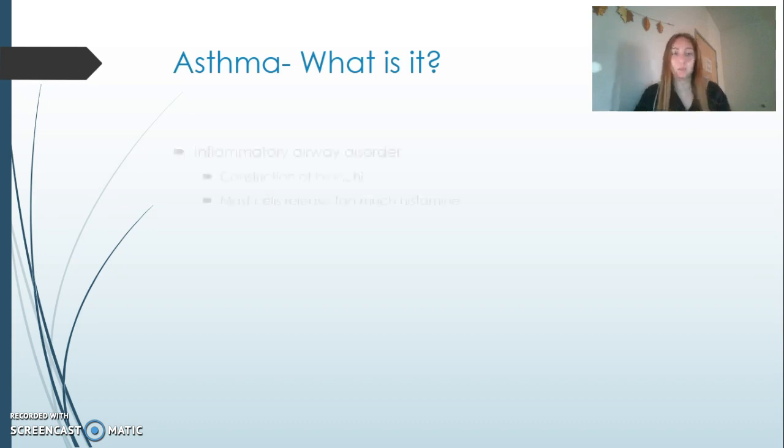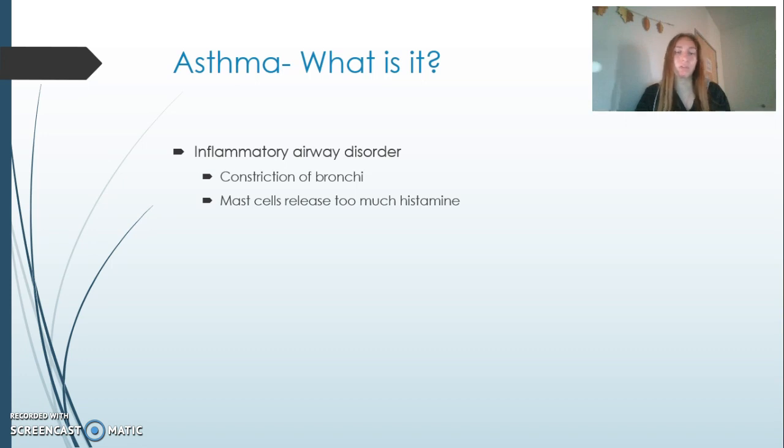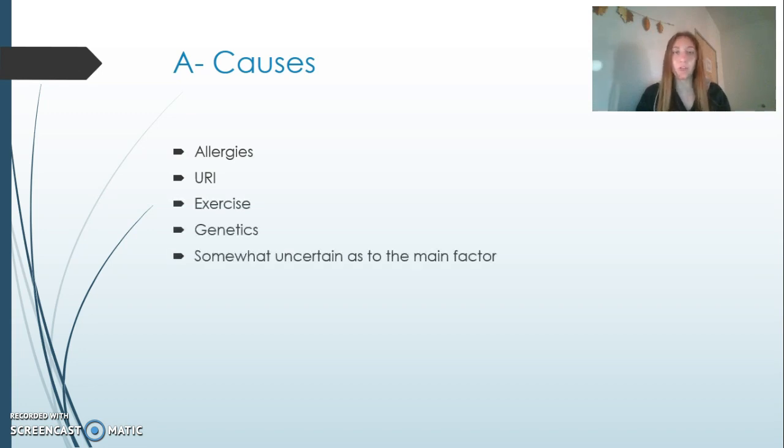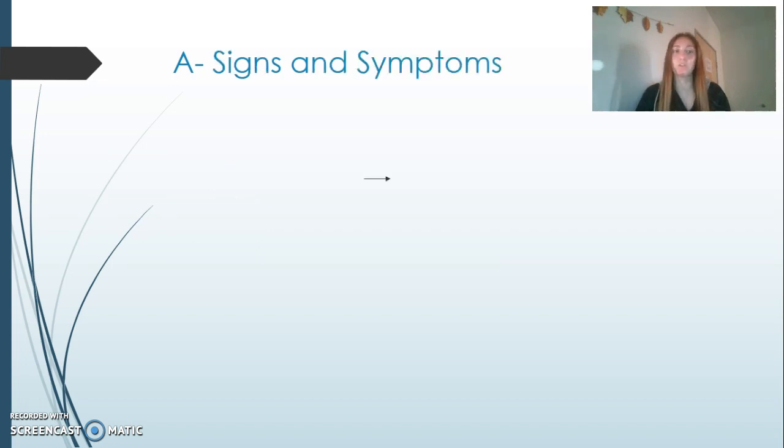Lastly, asthma. What is it? It's an inflammatory airway disorder caused by constriction of your bronchi. Your mast cells are releasing too much histamine, which causes an inflammatory response, which causes the constriction of the bronchi. This patient will have a problem breathing out, which is also the opposite of chronic bronchitis. Causes of asthma would be allergies, upper respiratory infection, exercise, genetics. But mostly they haven't determined a core factor as to why asthma is caused. These are mostly just triggers.